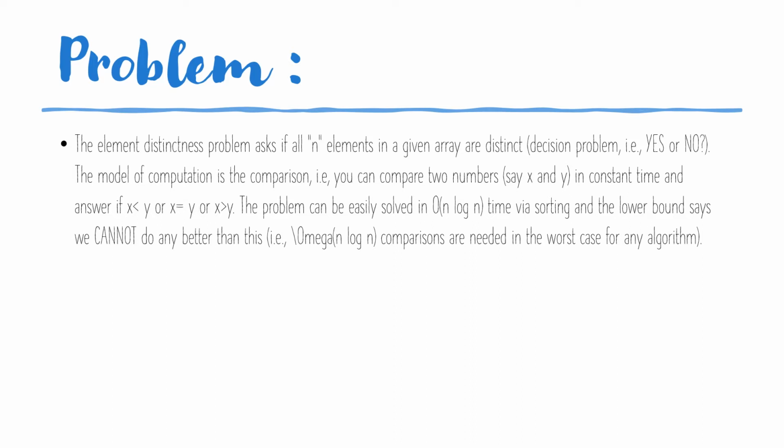This can be solved by sorting the array. The best sorting algorithm takes order of n log n time, so this can be solved in order of n log n time, and we need to prove that the lower bound is order of n log n and no algorithm can do any better than n log n. We need at least n log n time to prove that all elements in the array are distinct.